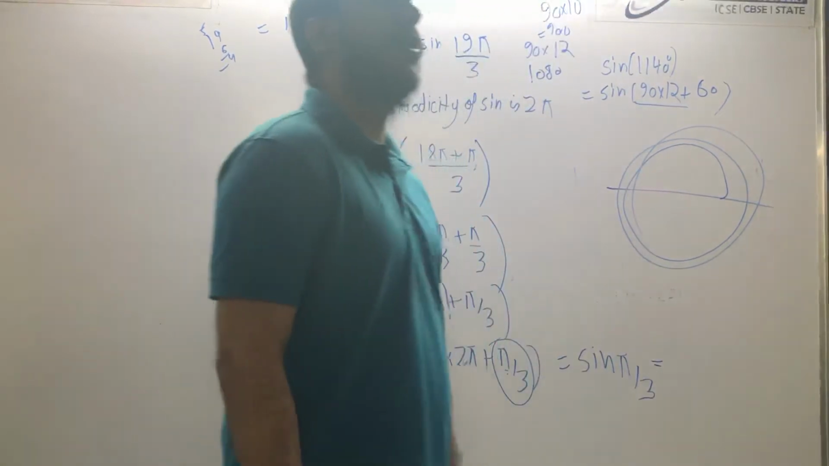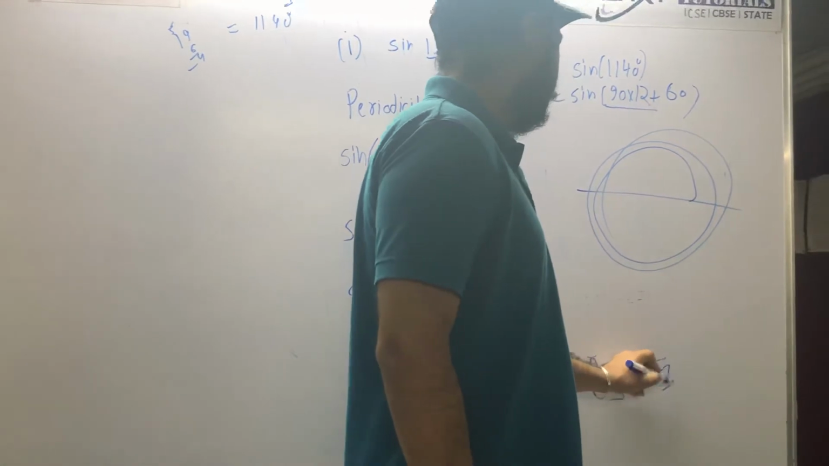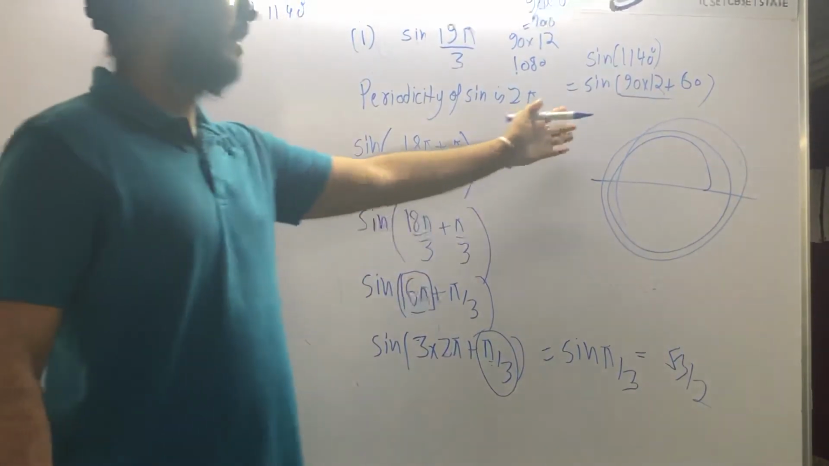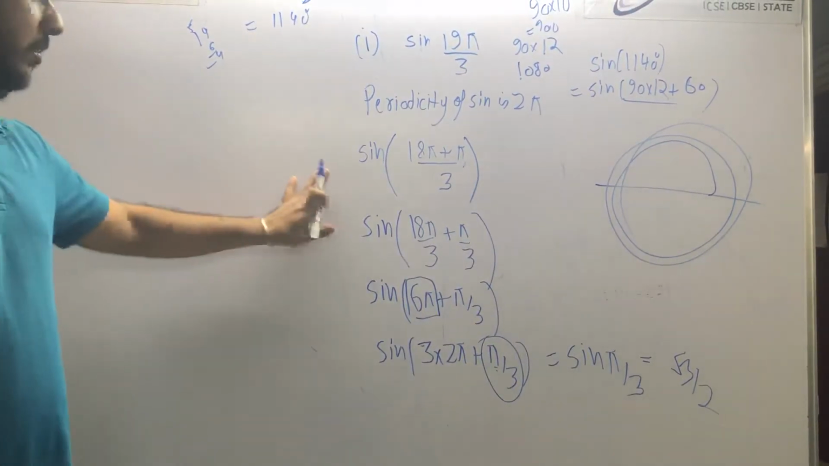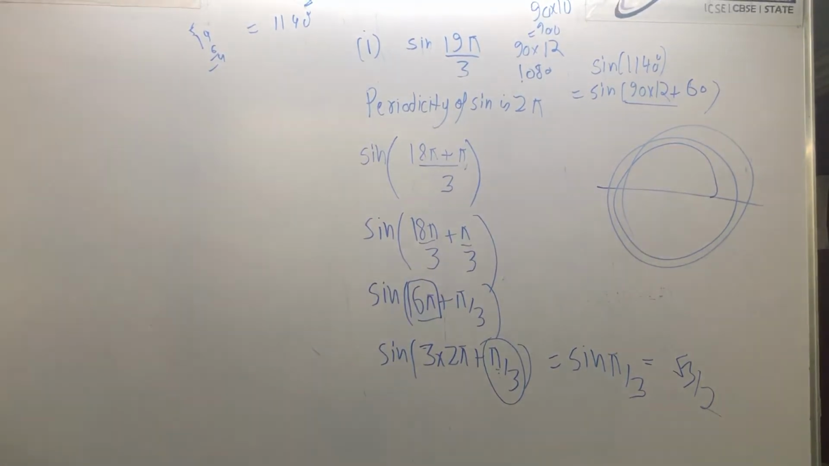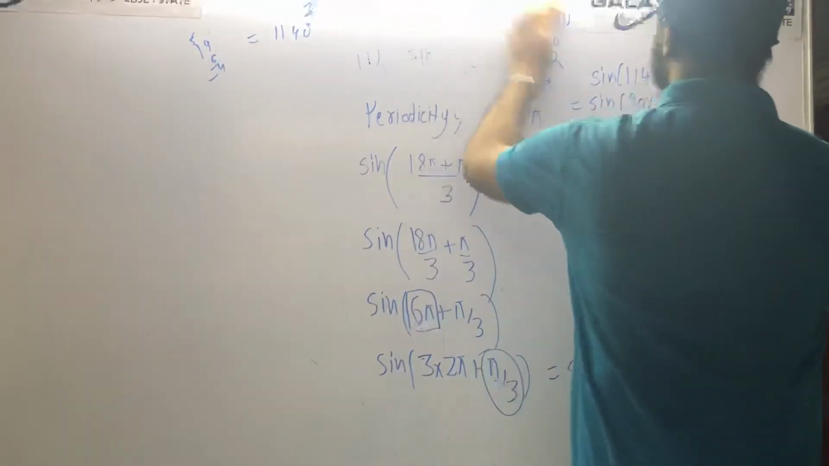Sine pi by 3 is how much? 60 degrees, so root 3 by 2. See, this is a very easy form. Instead of doing 90 into 12, which is going to be very complicated for you, this is the accurate method to do this. Root 3 by 2. Let us go to the next part.